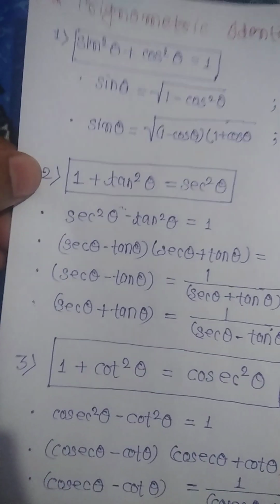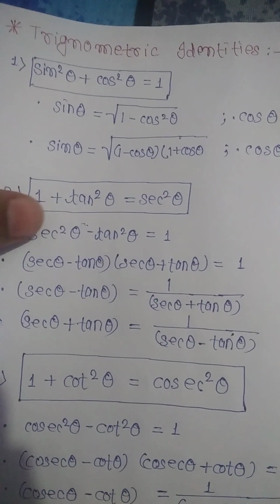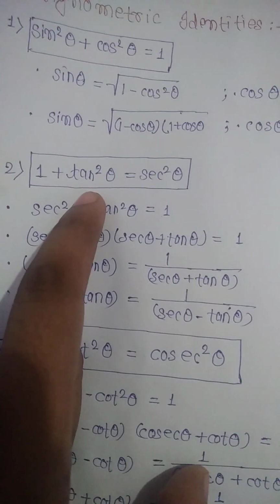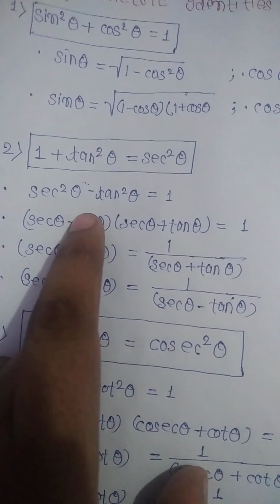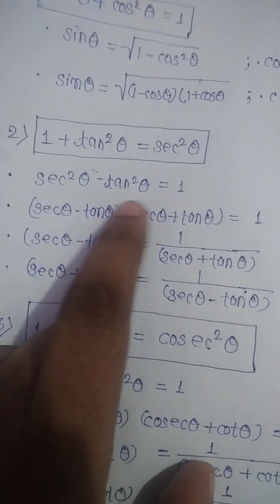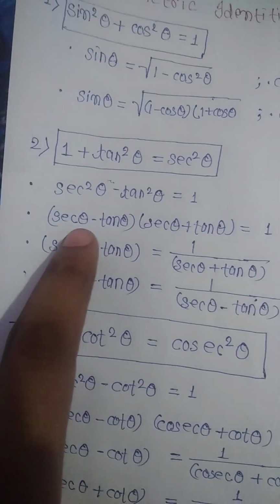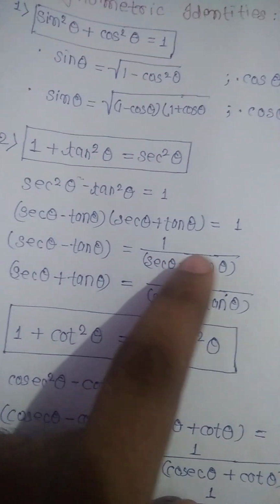Similarly, the second and most important trigonometric identity is 1 plus tan square theta equals sec square theta. From there, if we send tan square theta the other way, it will be sec square theta minus tan square theta equals 1. Here we apply the formula a square minus b square, so it will be sec theta minus tan theta into sec theta plus tan theta equals 1.